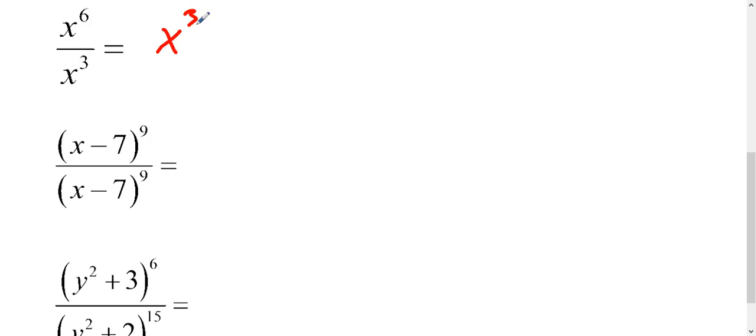Here they have the same power, the same exponent. So you have the exact same thing in the numerator and denominator. So the answer is 1.